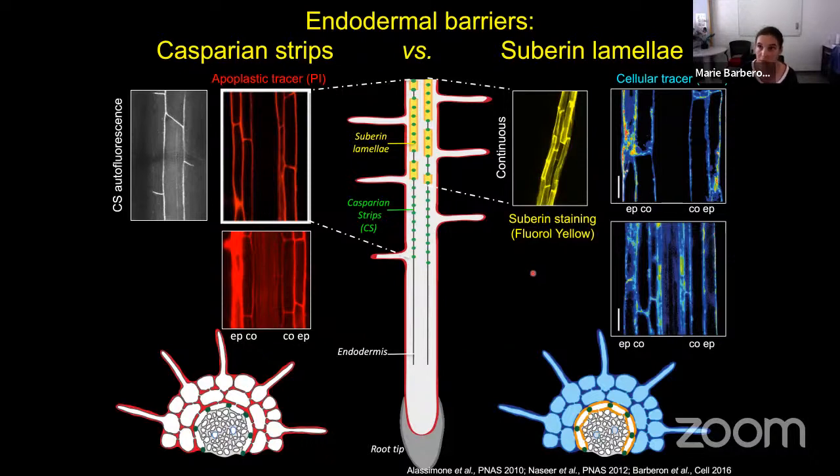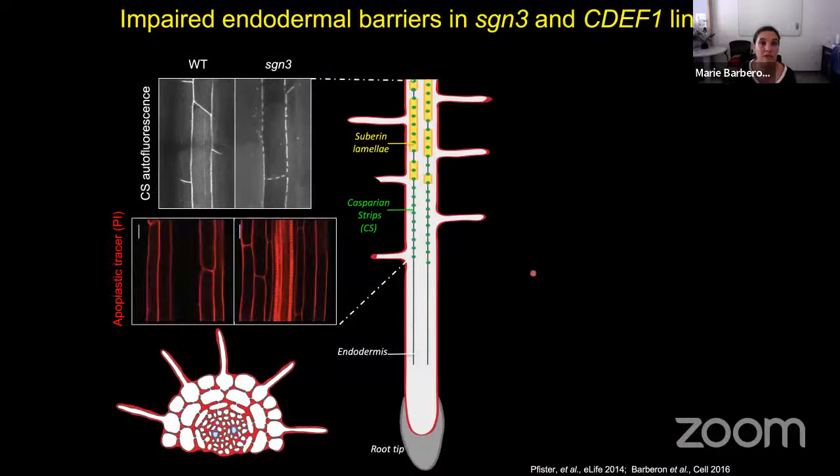So 10 years ago, I moved to Switzerland in a lab where such mutants and lines were uncovered, and I started to characterize the function of these barriers. So in particular, I was working with the Schengen-3 mutant, that is a mutant with no apoplastic barrier. This mutant has interrupted Casparian strip, no barrier.